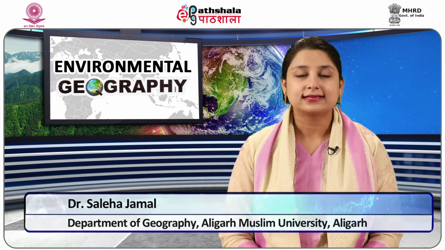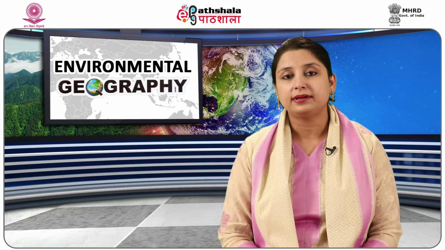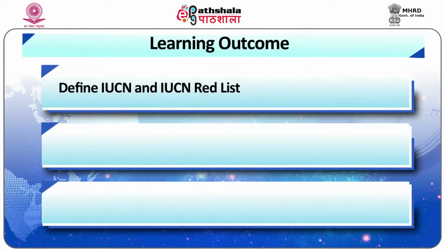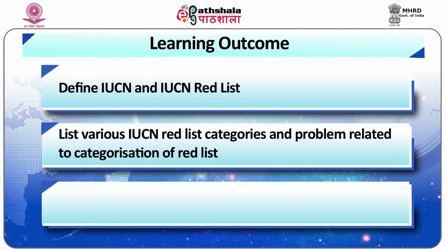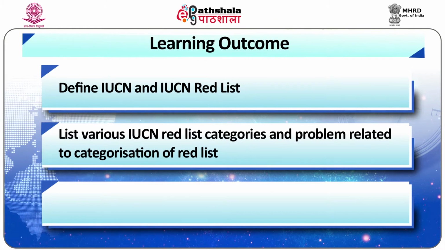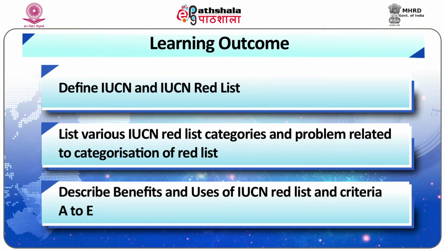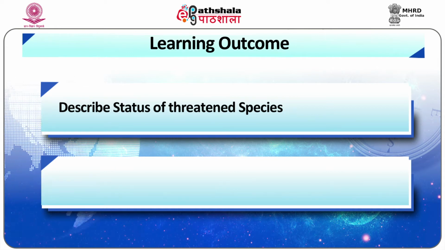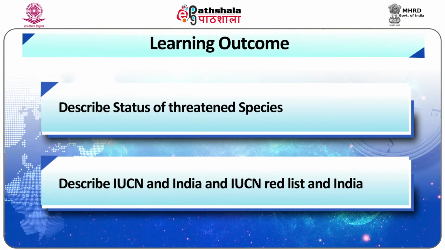Today we are going to discuss the IUCN and Red List module, which comes under the paper Environmental Geography. The learning objectives are first to define IUCN and IUCN Red List, list various IUCN Red List categories and problems related to categorization of Red List, then to describe benefits and uses of IUCN Red List and criteria A to E, then to describe status of threatened species, and next to describe IUCN and India and IUCN Red List and India.